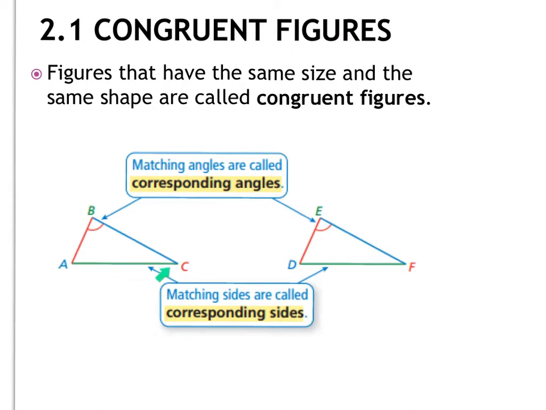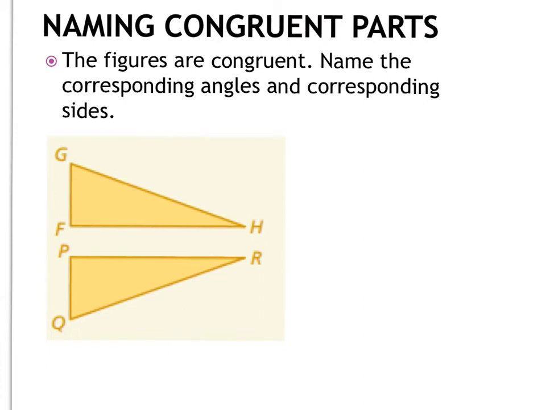So corresponding sides are going to have the same length and they're going to be on matching sides. Let's do an example where we're going to name congruent parts. So both of these figures are congruent, and we're going to name all of the corresponding angles and corresponding sides. I'm going to start off with naming the corresponding angles, because it's really important that we give the corresponding sides according to the corresponding angles. So let's start off there.